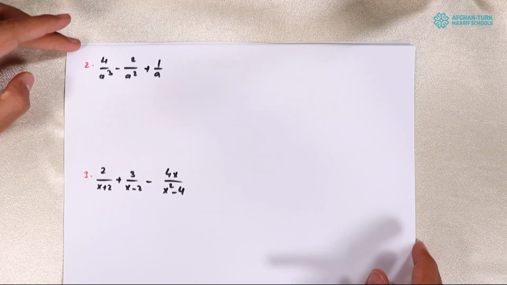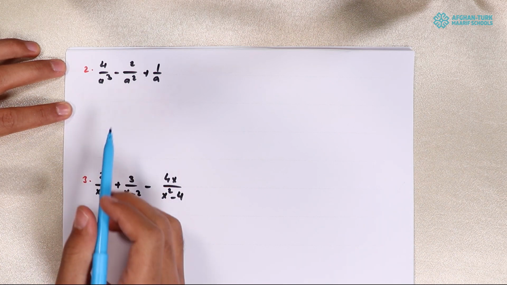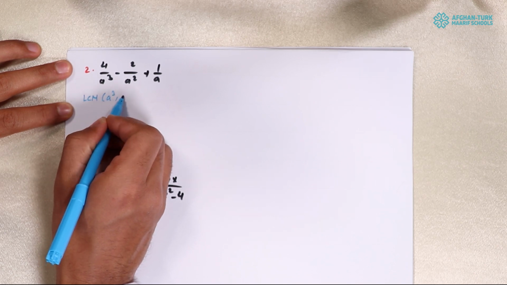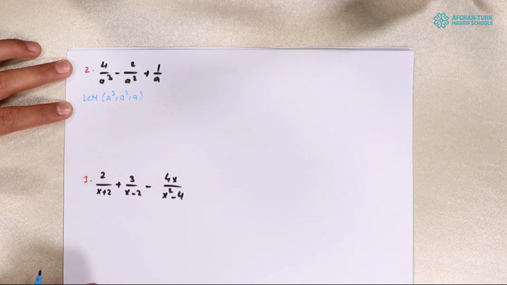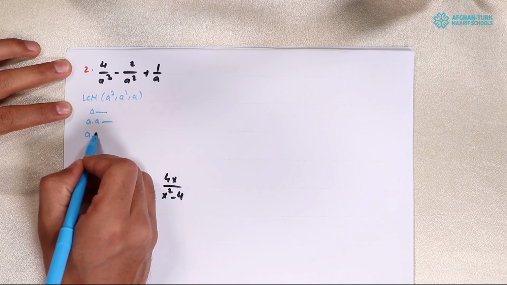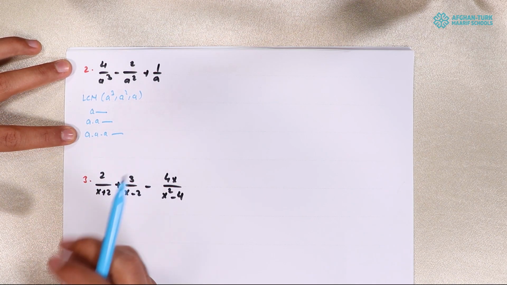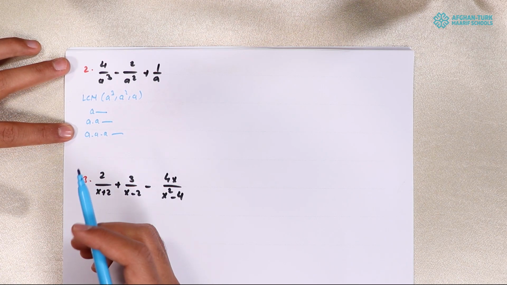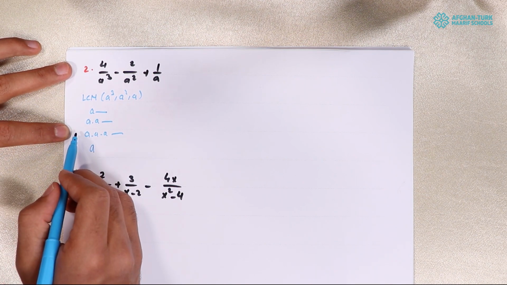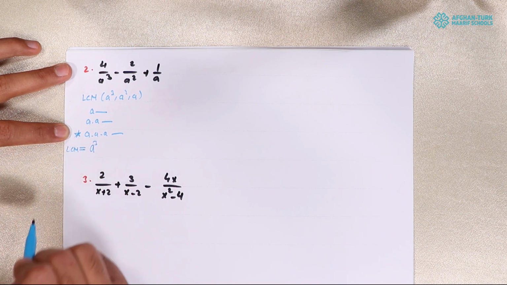Okay, second example. 4 over a cubed minus 2 over a squared plus 1 over a. First of all, we have to find the LCM of a cubed, a squared, and a. As you see, we have a times a, and a times a times a. So we have a common multiple. What's the common multiple? A. So which one has the highest power? A cubed. So LCM is equal to a cubed.